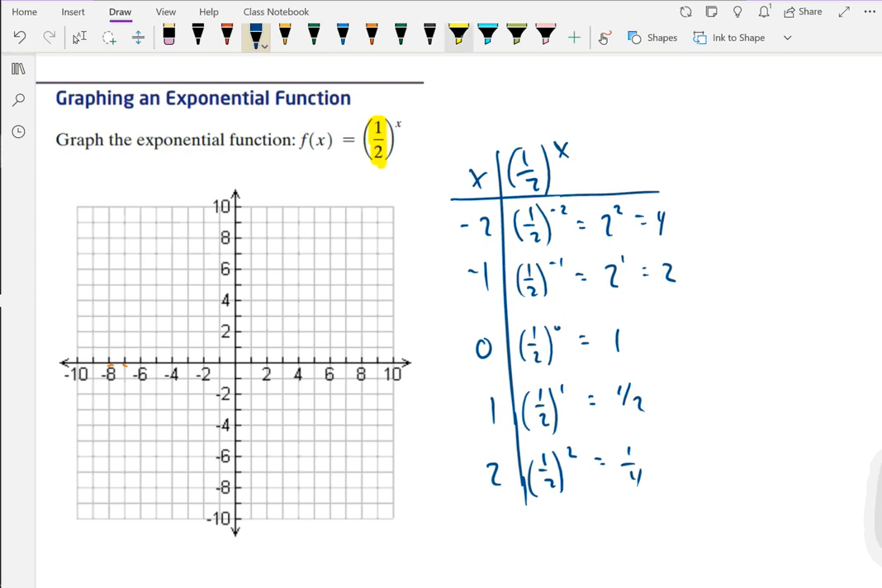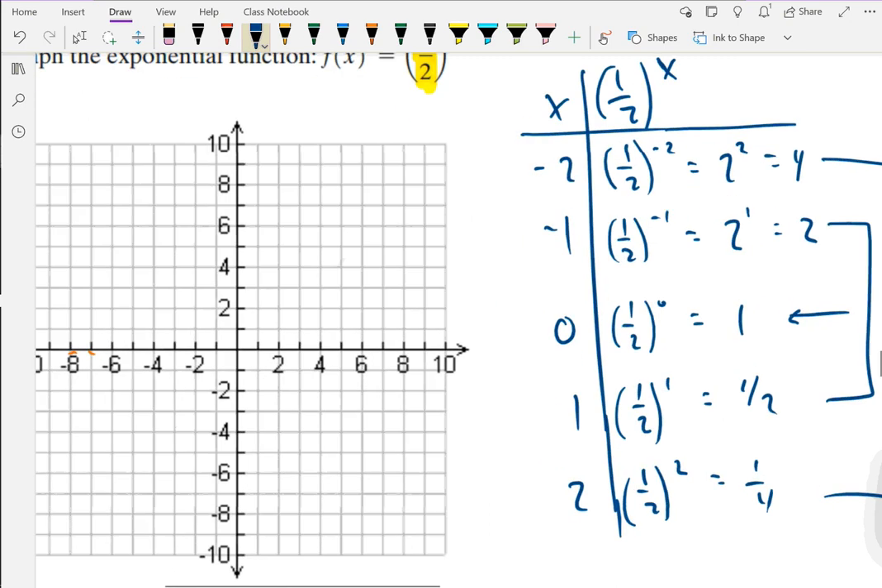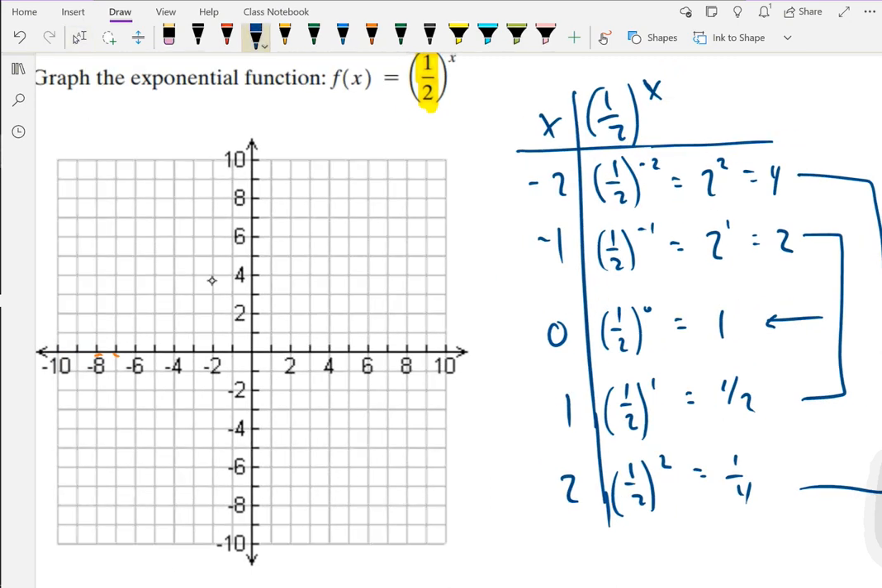Again, notice some similarities here. At negative 1 and 1, we have reciprocals. And at 0, we are 1. And we have reciprocals also at 4 and 1/4 when x was negative 2 and positive 2. So on our graph here, at negative 2, we're 4. At negative 1, we are 2. At 0 is 1. 1 is 1/2. 2 is 1/4. As we keep on going, we get 1/8, then 1/16, etc.